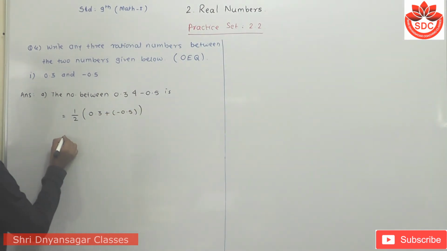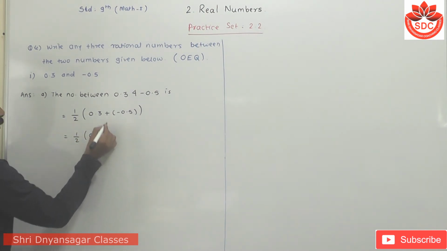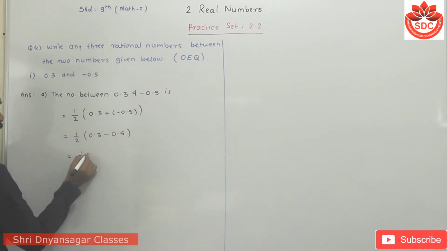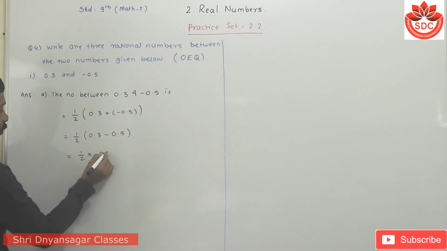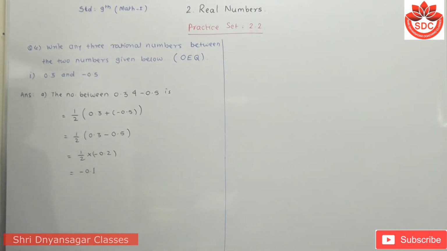Then we divide by 2: 0.3 plus -0.5 is equal to 1/2 into -0.2. Then this is -0.1. That means the first number is -0.1.